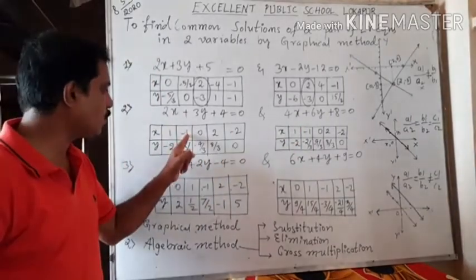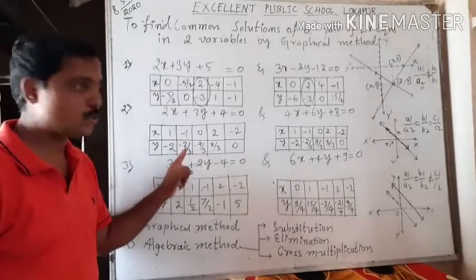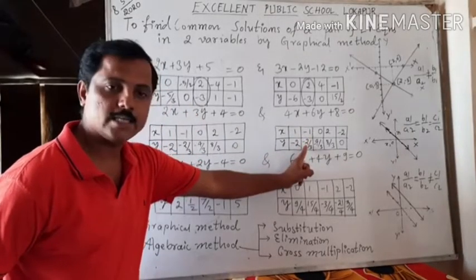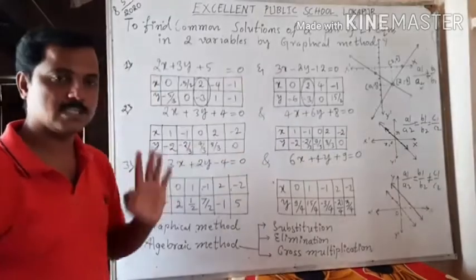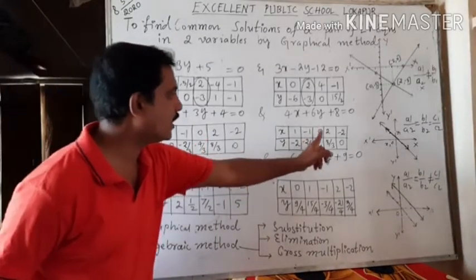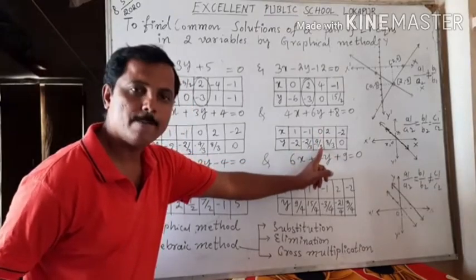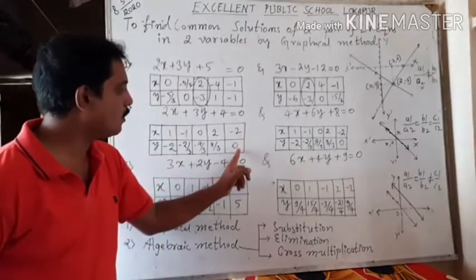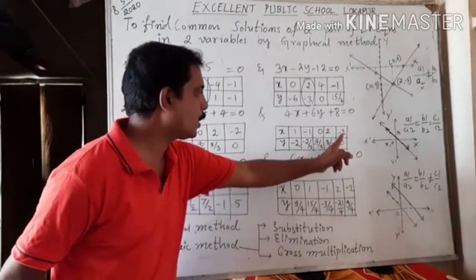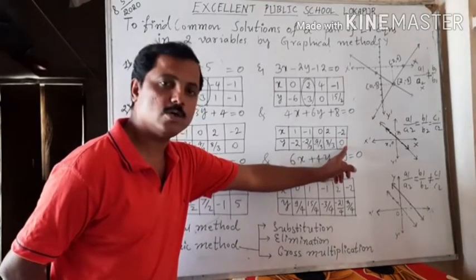For x is equal to minus 1, y is equal to minus 2 by 3 in this equation. Here also for x is equal to minus 1, y is equal to minus 2 by 3 for this equation. Similarly, for x is equal to 0, y is minus 4 by 3. Here also for x is equal to 0, y is minus 4 by 3. For x is equal to minus 2, y is 0. Here also for x is equal to minus 2, y is equal to 0.